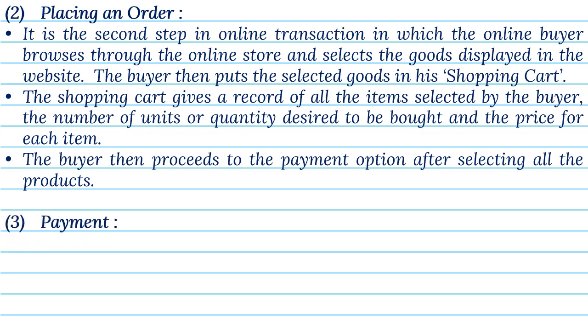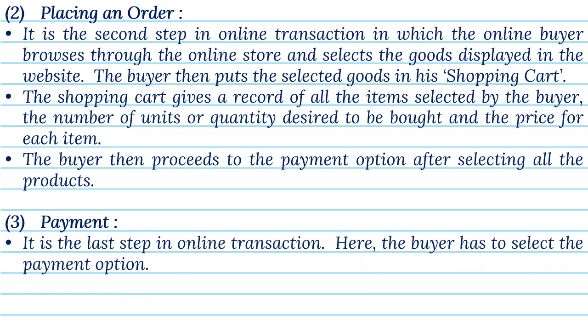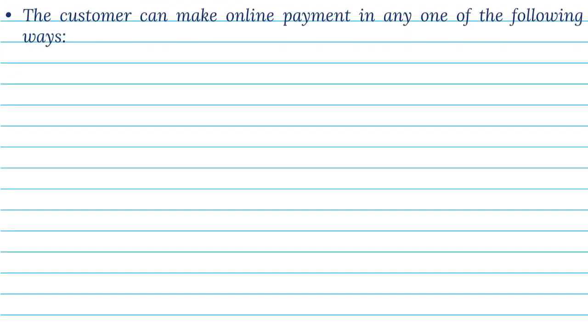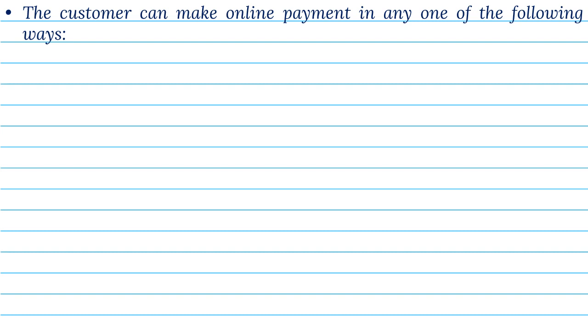The buyer then proceeds to the payment option after selecting all the products. 3. Payment. It is the last step in online transaction. Here, the buyer has to select the payment option. These payment systems are secured with very high-level encryption, and therefore, the personal financial information of customers is completely secured. The customer can make online payment in any one of the following ways.